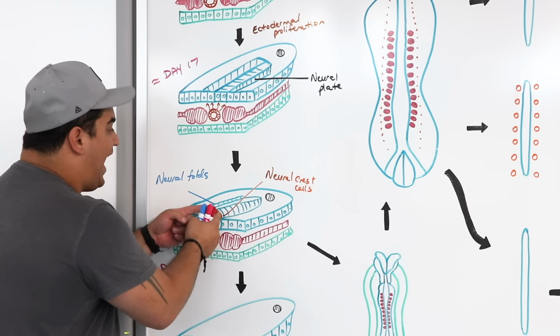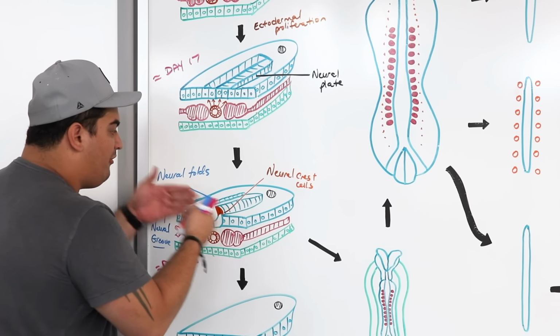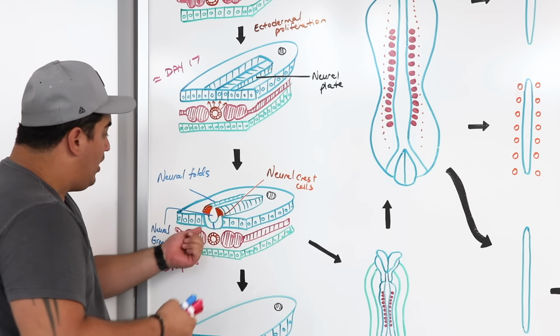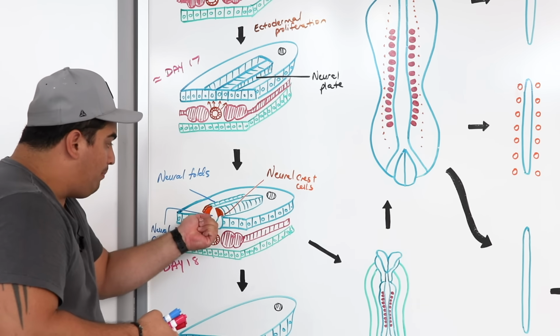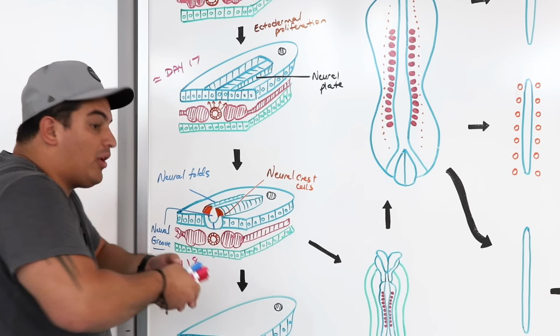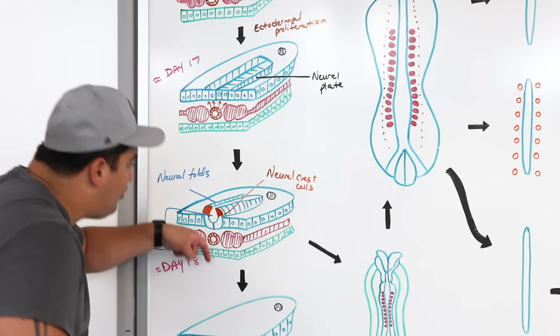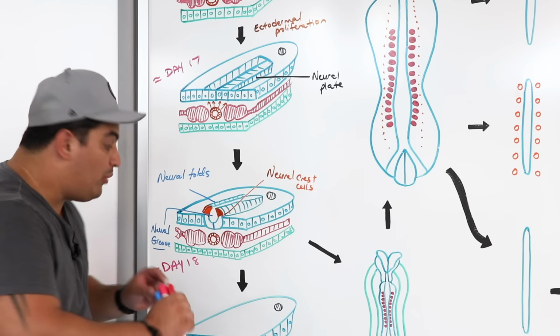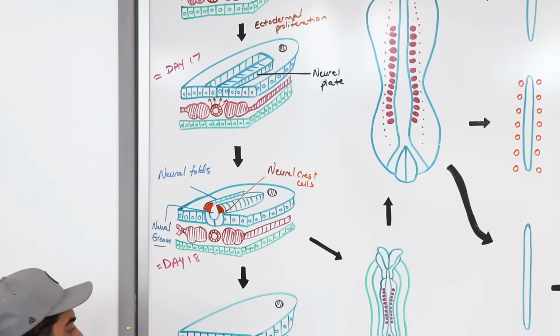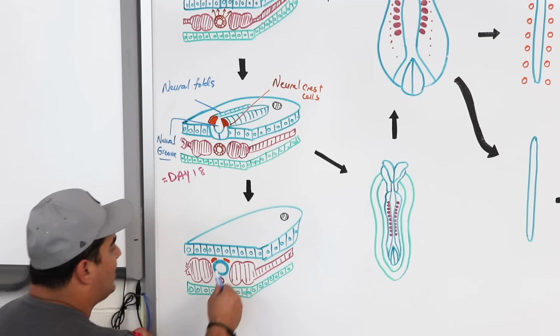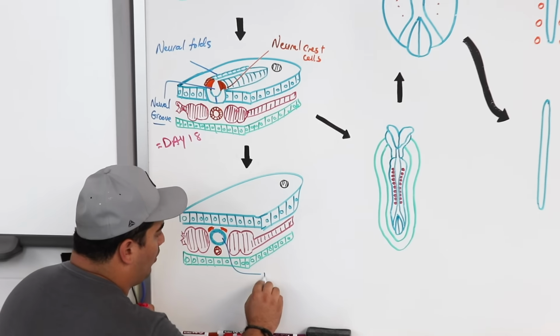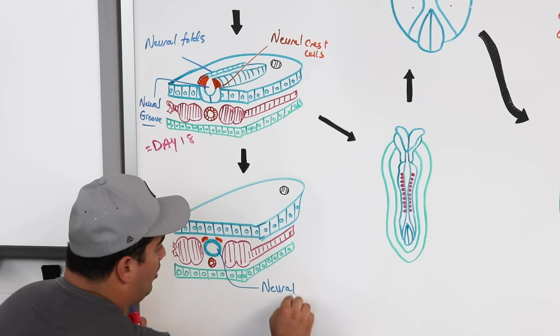The edges of the neural folds fuse with one another, right? The neural groove completely involutes, and then you form a complete tube, right? That tube comes underneath the ectoderm, and then we form this neural tube. Look at that little guy right there. That's our neural tube. So right here, we're going to have the neural tube.